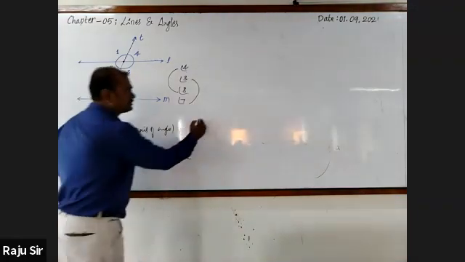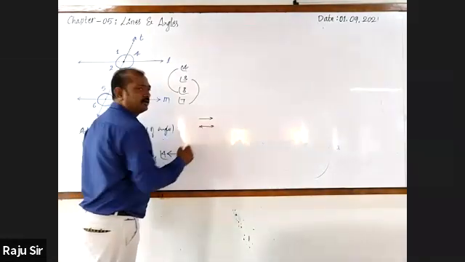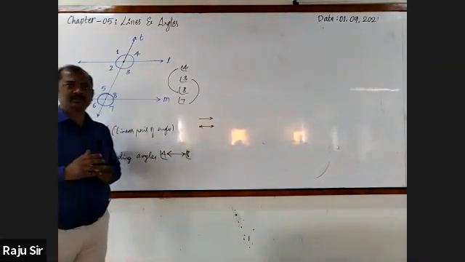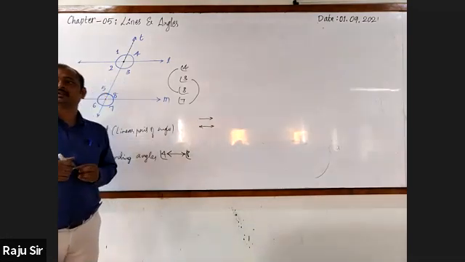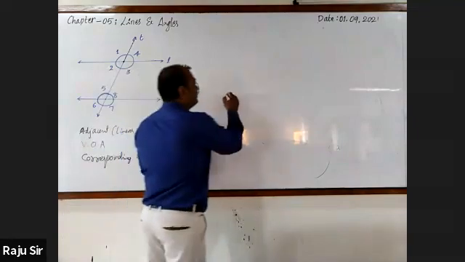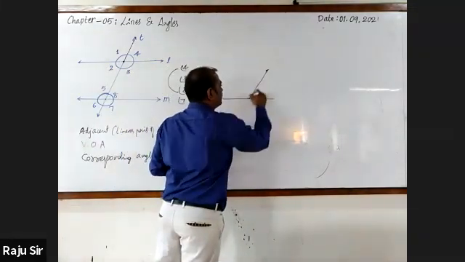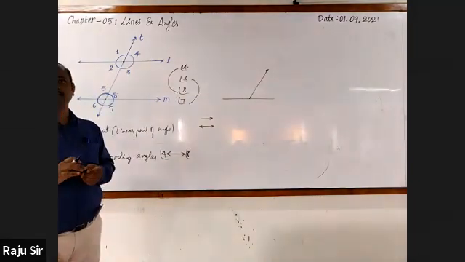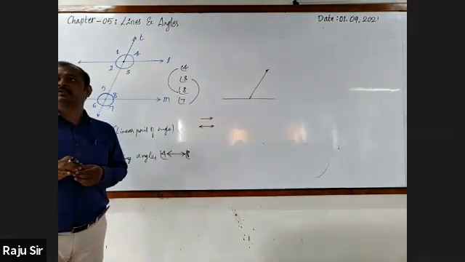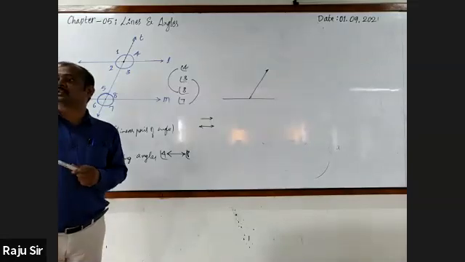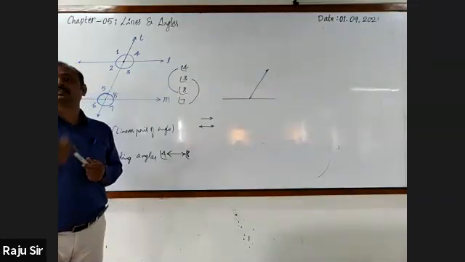Have you not come across this symbol? It shows the ray and the ray, just as a symbol I'm showing. You used this in both 7th and 8th, in the concept called congruency of triangles.